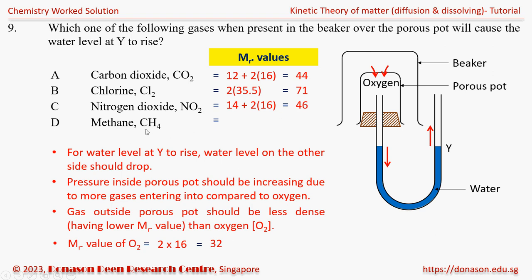If you look at methane, carbon is 12, and there are 4 hydrogen atoms, each hydrogen atom being 1. So 4 times 1 is 4, and 4 plus 12 adds up to 16. And of course, 16 is less than 32. So if methane gas was here, the methane gas would have diffused in much faster compared to the oxygen gas diffusing out. As a result, the pressure inside the porous pot would have increased, which would have caused the water level here to drop and the water level at Y to rise. So therefore, the answer for this question is D.